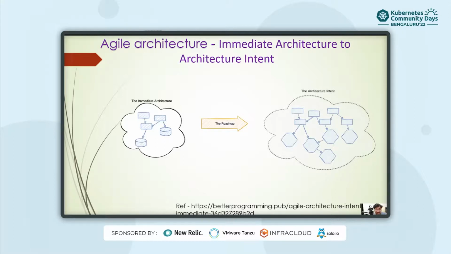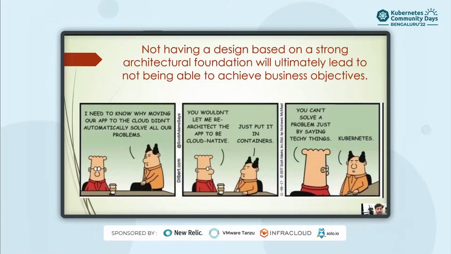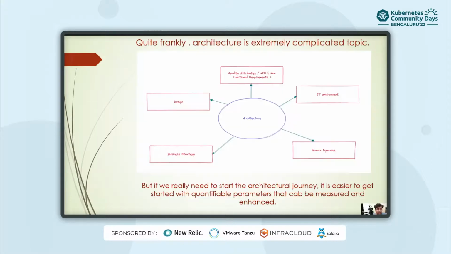So if your architectural intent is to have a microservice based architecture, then your immediate architecture can be a subset of it, but it should not be a monolith. So this is the concept of immediate architecture to architectural intent, which can be encapsulated as agile architecture. Not having a design based on strong architectural foundation will ultimately lead you to not being able to achieve business objectives. This is very important.